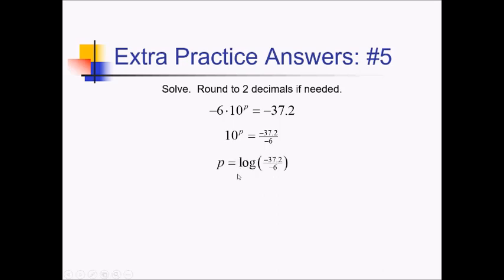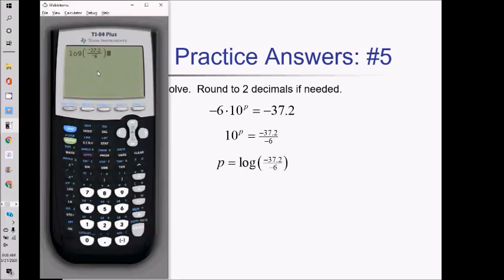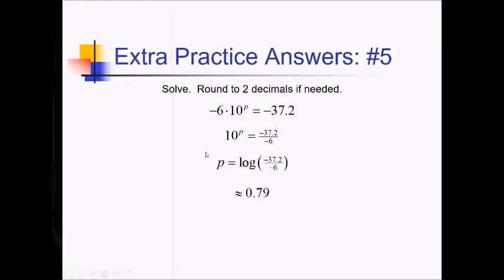So let's plug all this into the calculator now. And if I take the log of all this, I mean, these negatives kind of make me nervous, but a negative divided by a negative is a positive. So this is actually going to work. It all comes out to about 0.79.